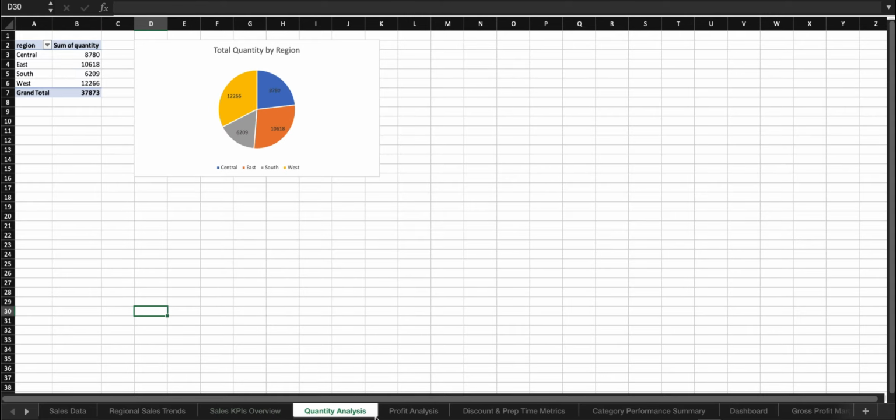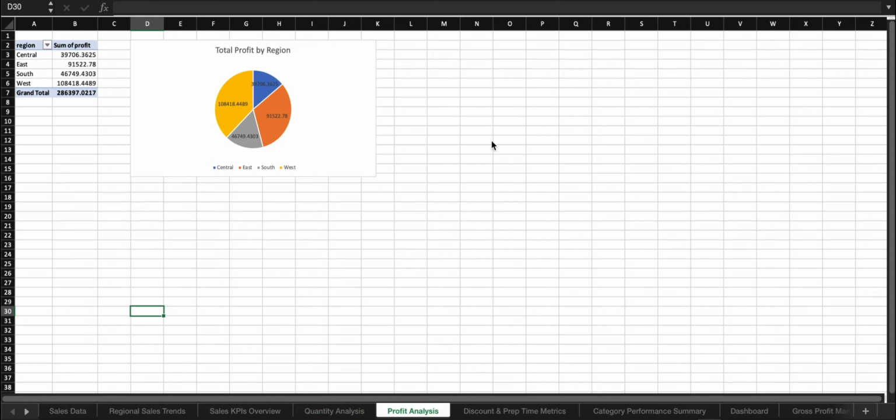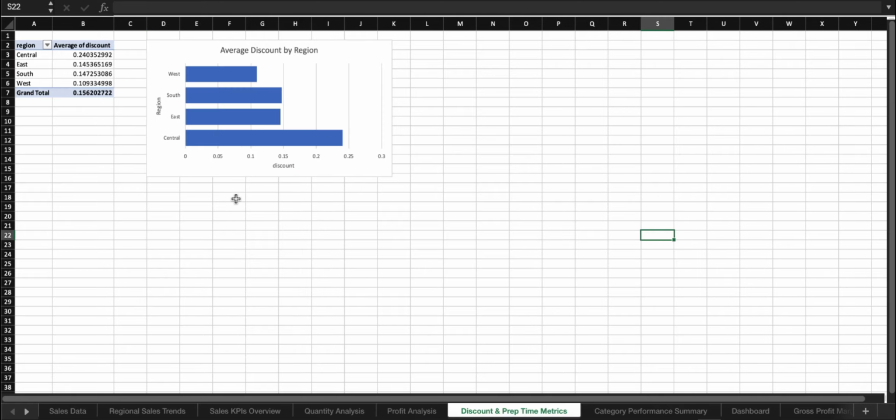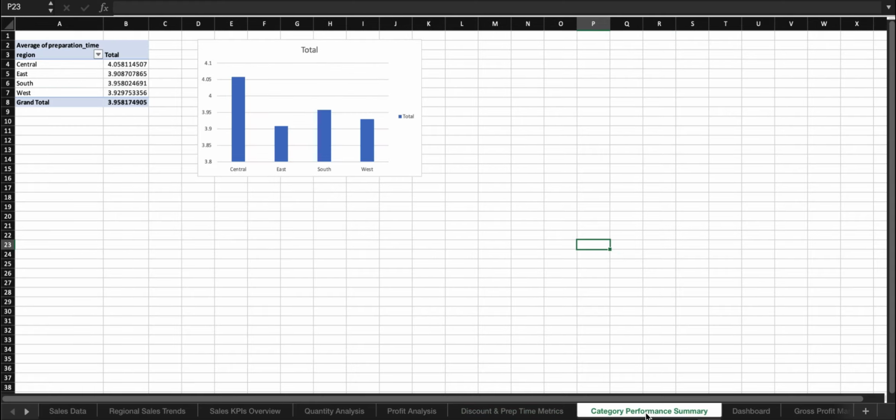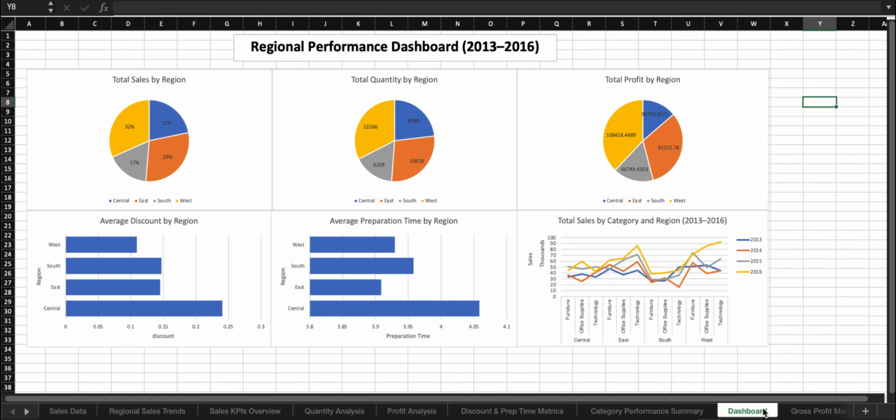Additionally, we looked at a quantity analysis, which looked at the total quantity for each region, as well as a profit analysis, which looked at the same for profit. The next one we looked at was the discount and prep time metrics, which looked at the total average discount by different regions. And lastly, we looked at a total category performance summary, which looked at the average preparation time for each region. We then put all this information together into a final dashboard, which could be used by key decision makers.